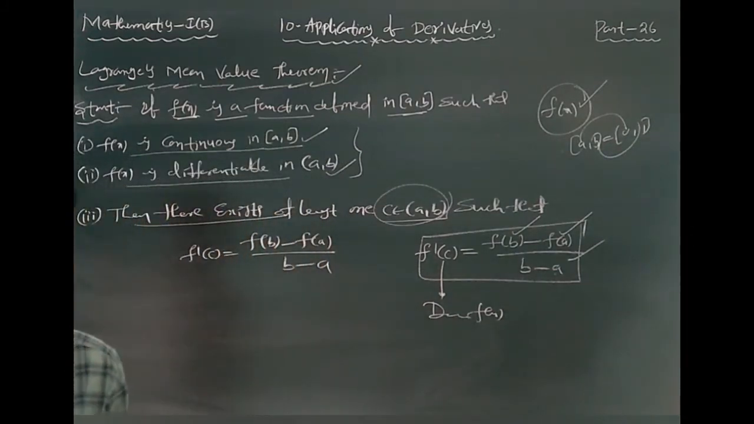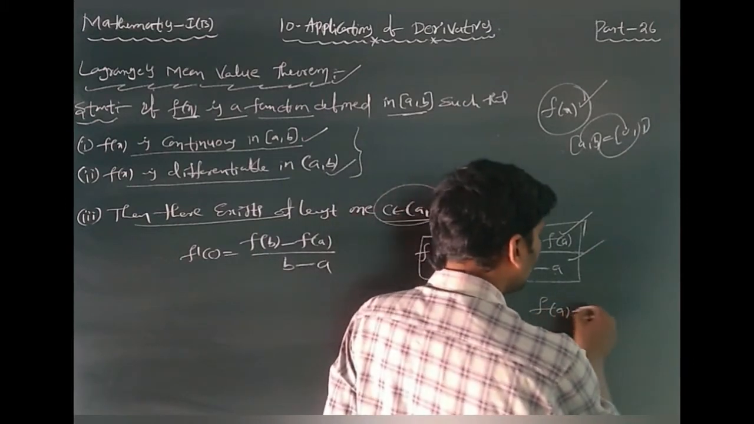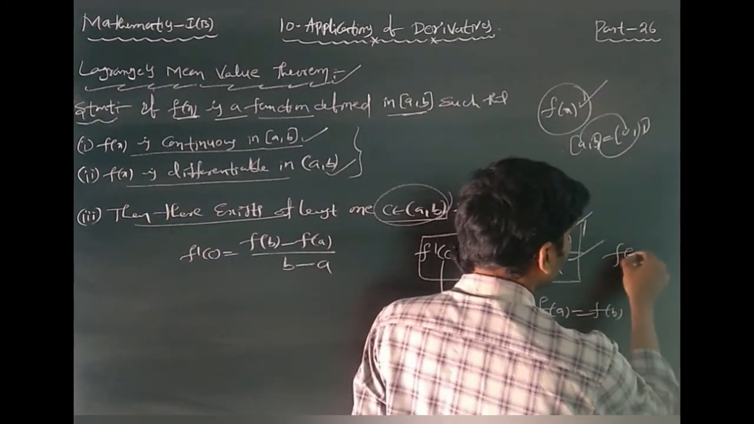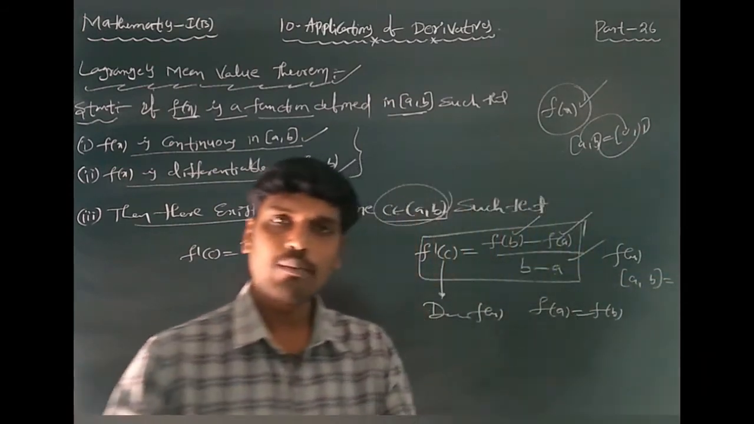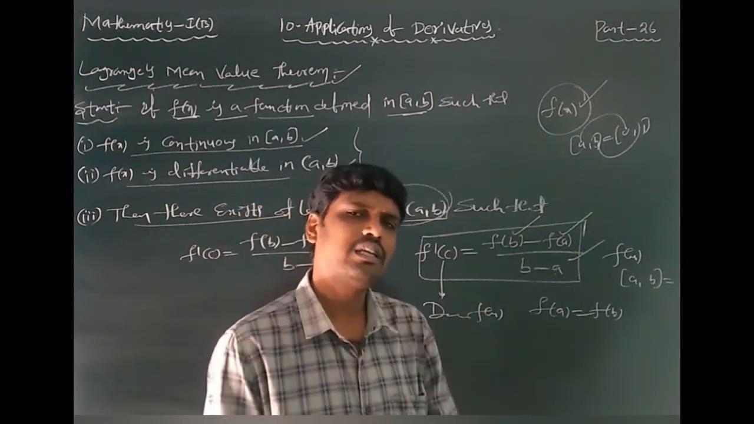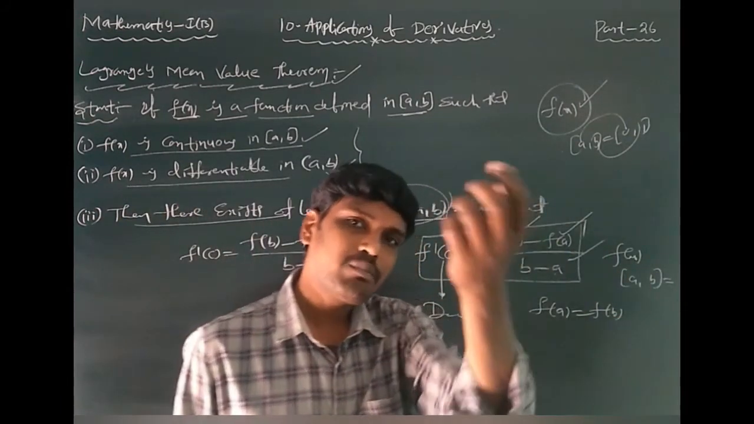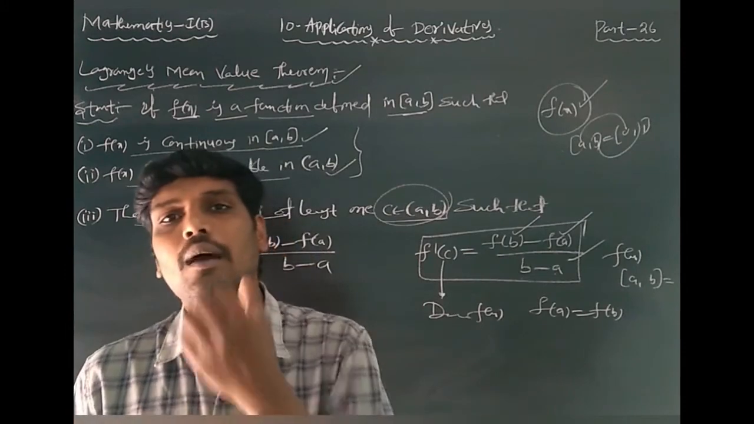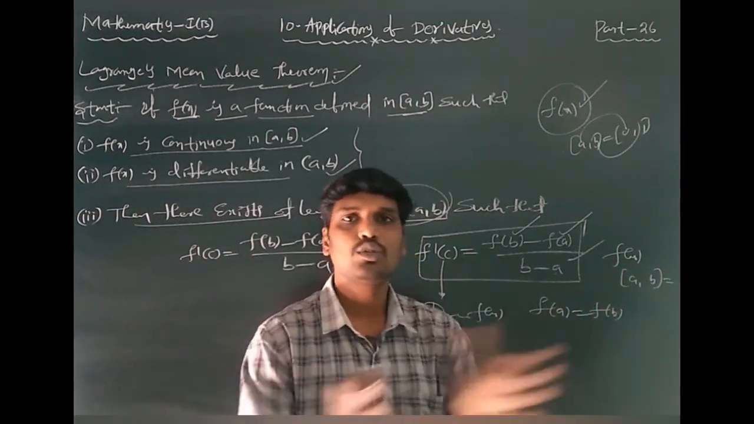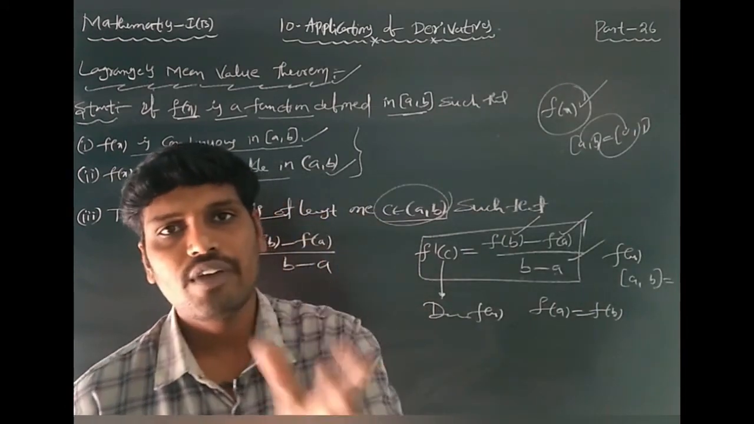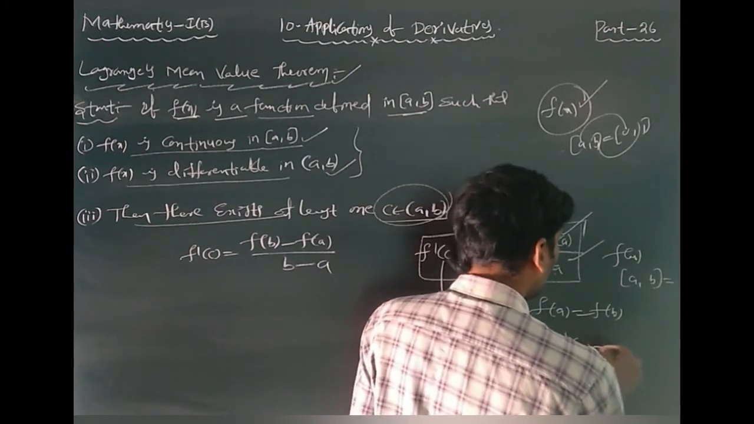Rolle's theorem model problems are similar to this. In a Rolle's theorem problem, the function f of x is given and the interval a comma b is given, such as 0 comma 1, or 0 comma 2, or minus 1 comma anything. In that interval, a is the lower limit and b is the upper limit. Write those two values in the function; the two values are equal, f of a equal to f of b compulsorily. After that you find f dash of c equal to 0.